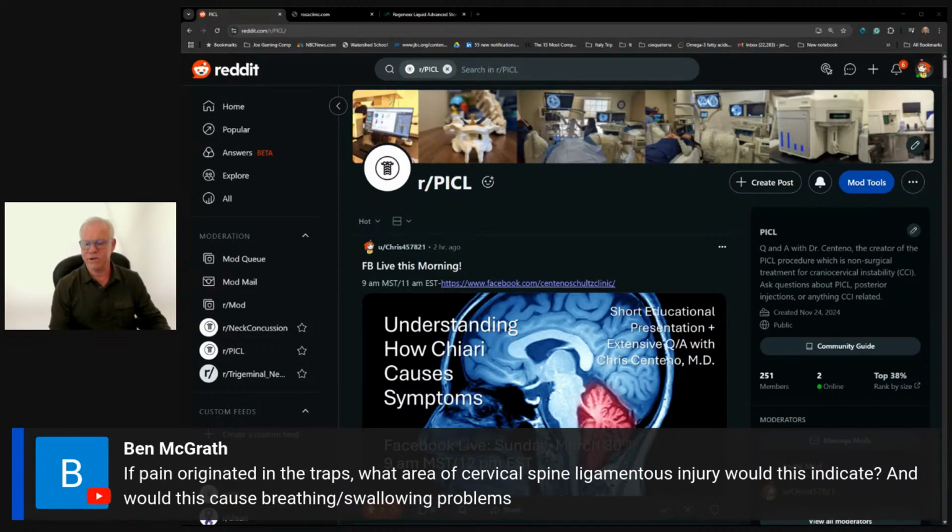Ben, if the pain originated in the traps, what area of cervical spine ligament mass injury would this indicate? And would this cause breathing, swallowing problems? The breathing and swallowing problems are probably separate. Upper trap pain is really common in lots of different neck conditions, so not specific to anything we're talking about.